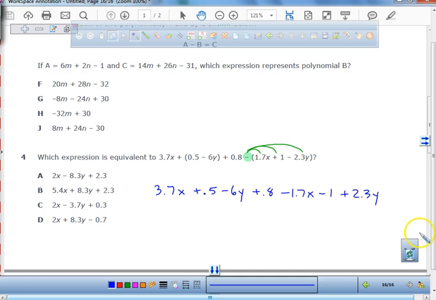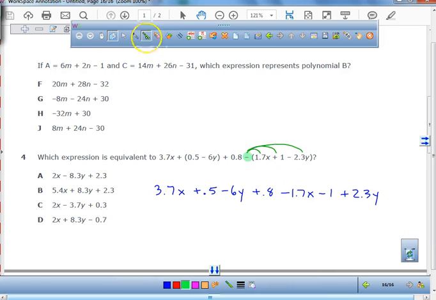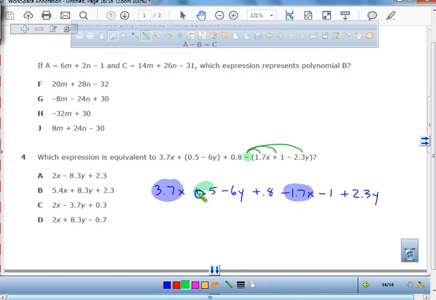Because a negative times a negative is a positive. Now, I'm going to highlight everything that's alike. Scanning for x, okay. We have a half, 0.8, negative 1. And last but not least, we have a negative 6y and a 2.3y. Now you have a calculator, so what can you guys do in the calculator? Just type in the decimals.